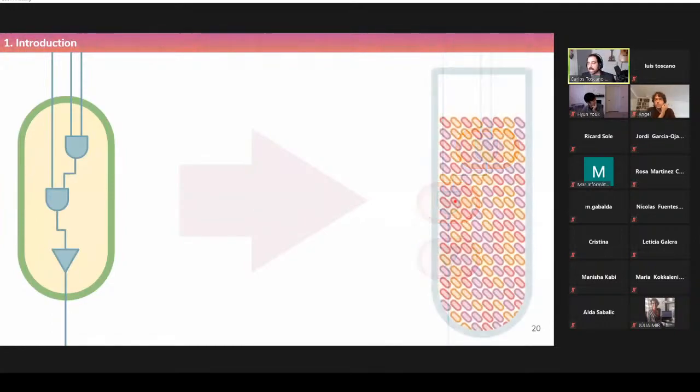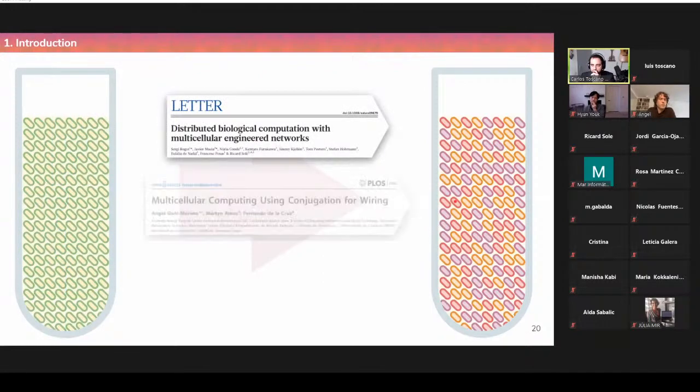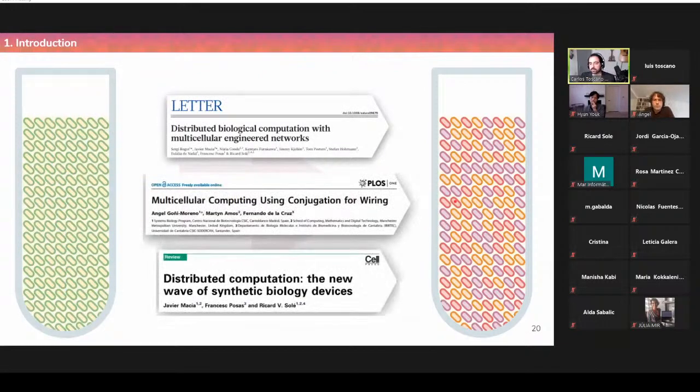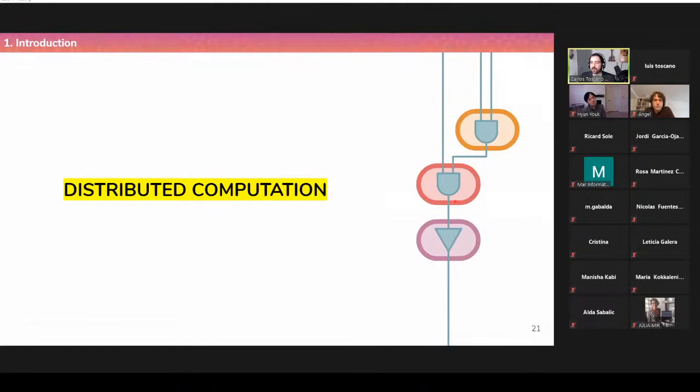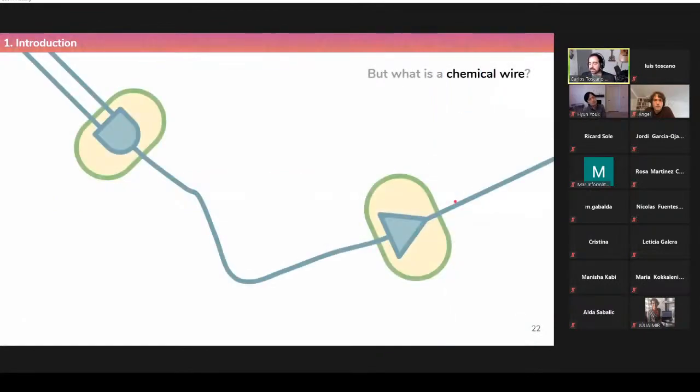So at the end, we would have a culture composed of a homogeneous mix of these strains, right? And this was an idea that was proposed 10 years ago, which is called distributed computation. Now, chemical wires, what are these?